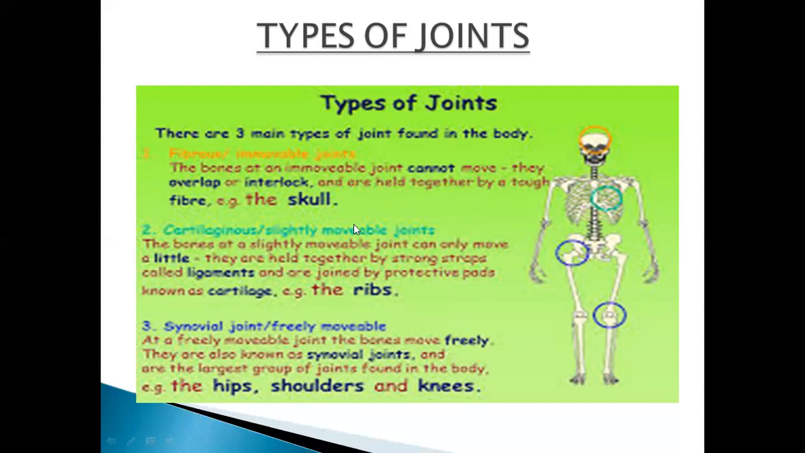Next are the cartilaginous joints, that are the slightly movable joints that somehow move but cannot move freely, but they are not immovable. They have a little movement. The bones at a slightly movable joint can only move a little. They are held together by strong straps called ligaments and are joined by protective cords known as cartilage. As I already told you, at the point of joint they are covered by cartilage, and they are known as cartilaginous movable joints.